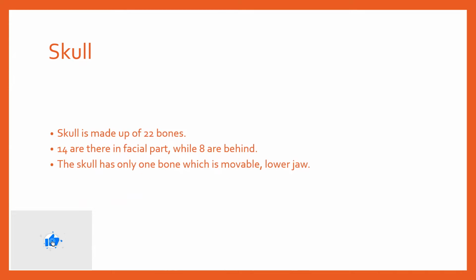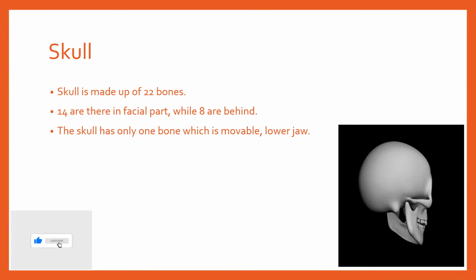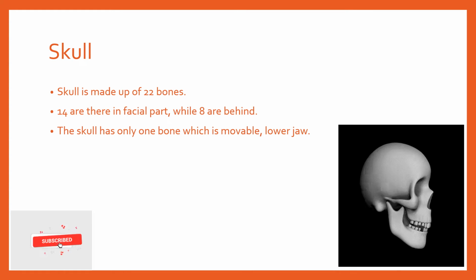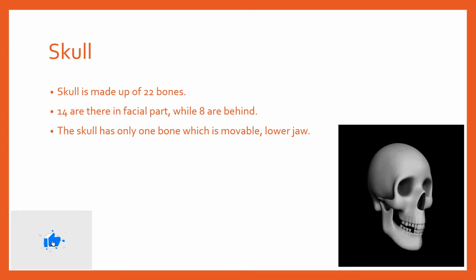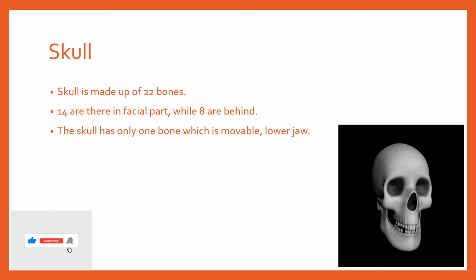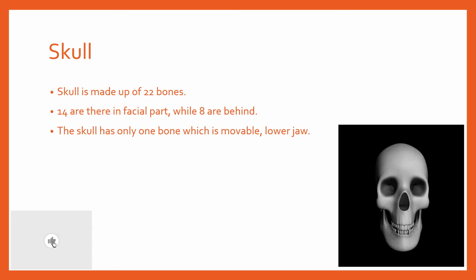Now we will study about the skull. The skull is made up of 22 bones. It is a bony case which protects the brain. It contains holes for eyes, ears, nose and mouth. The upper part is made up of 8 bones and in the facial region we have 14 bones. The lower jaw bone is the only bone that can move in the skull.